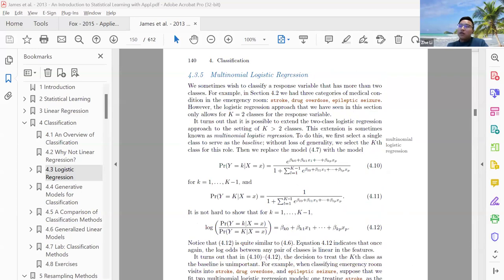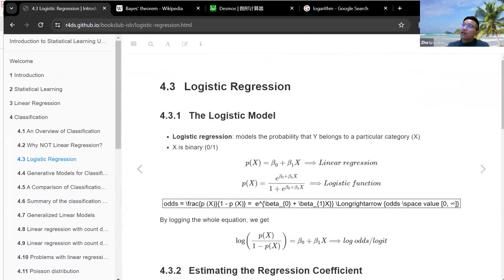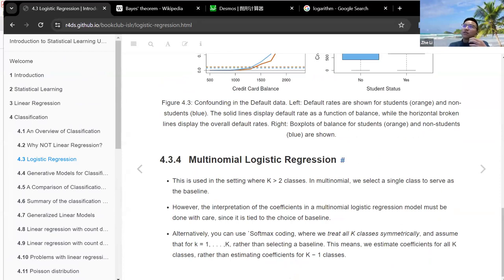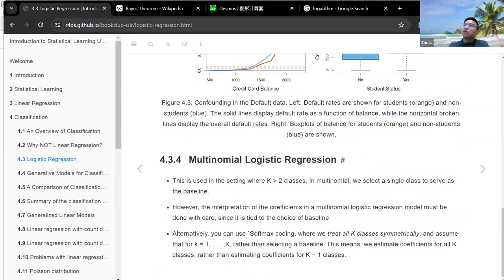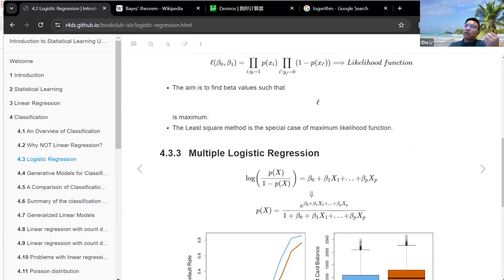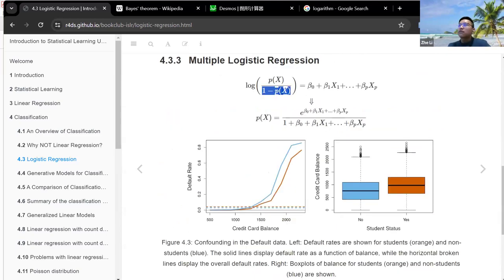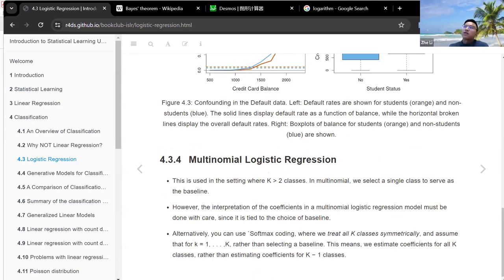So far, this is about multiple logistic regression, and then we can also review the case of the multinomial, where the response variable has more than two classes. In this case, we can select a single class to serve as the baseline. If we want to calculate the odds, the denominator of this function will be the probability of that baseline case happening. The interpretation will be much more complex since we have to model a set of different multinomial logistic regression models for each class compared to the baseline class.